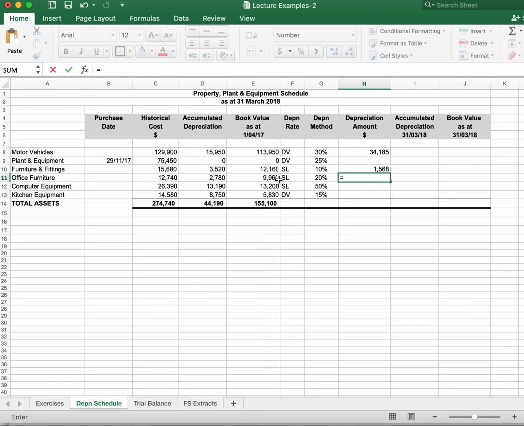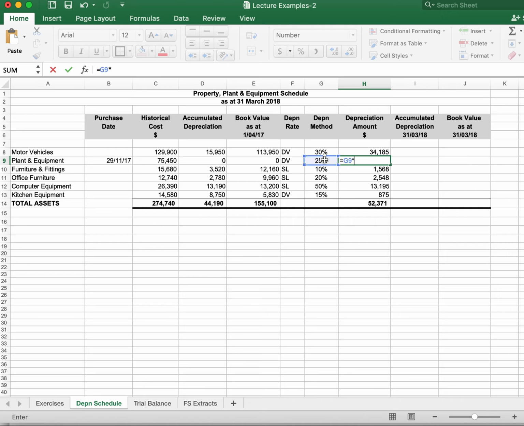All right, another straight line one, great. So that's the depreciation rate times the historical cost. Okay, again, depreciation rate times the historical cost, great. And then finally, the diminishing value, depreciation rate times the book value. So that gives us all of those ones. You can sum that column. So it gives you the depreciation, except for one, which we're missing. And so now we need to work on this one. So we know it's 25% of diminishing value. So it's going to be 25%.